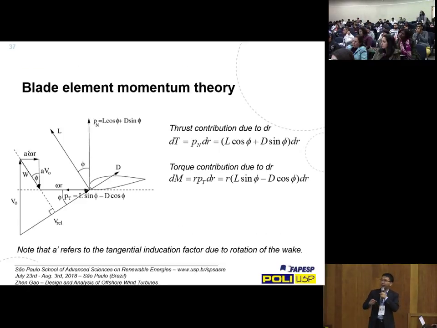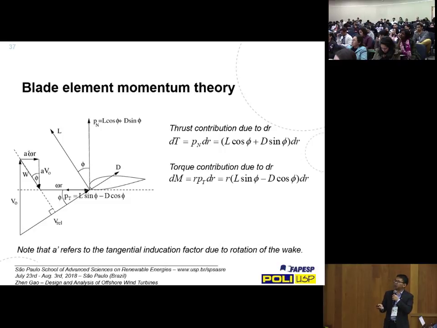And now if we look at an element on the blade, and then we look at the annular element, and consider this as a part of the actual disk. And then we relate the axial induction factor, and also because the blade rotates, you also have this rotational tangential induction factor due to rotation.